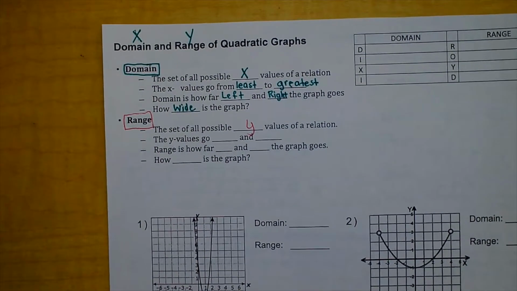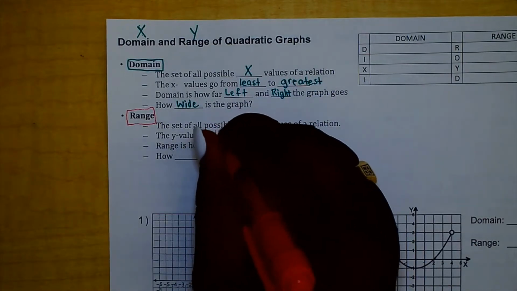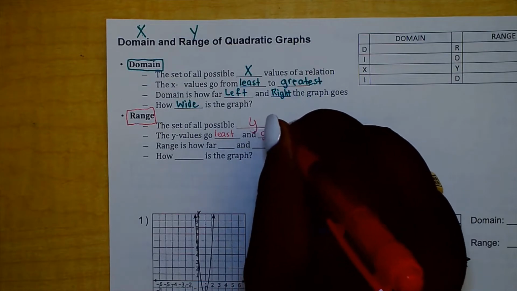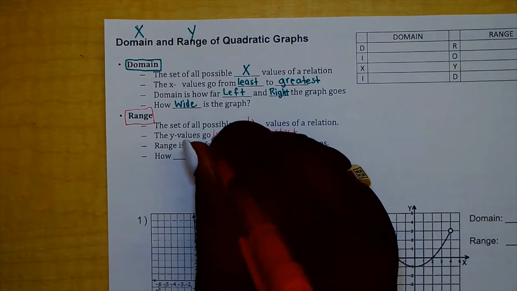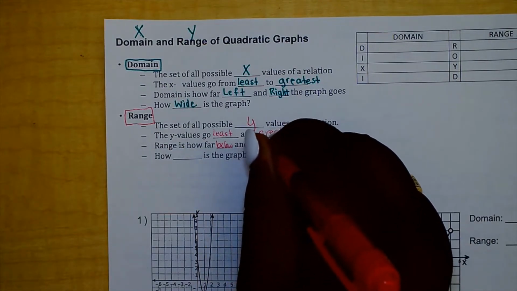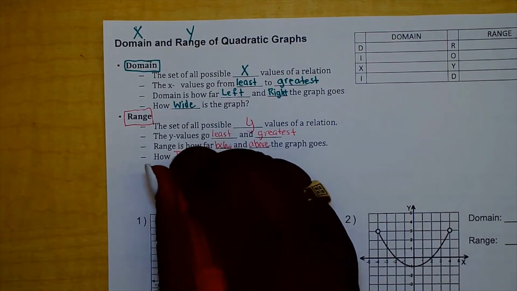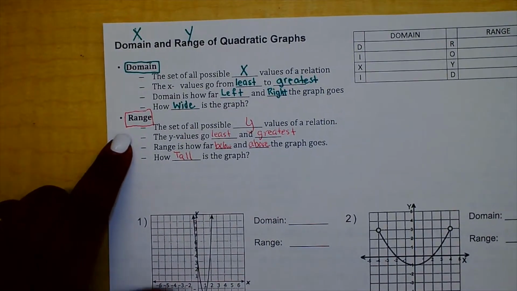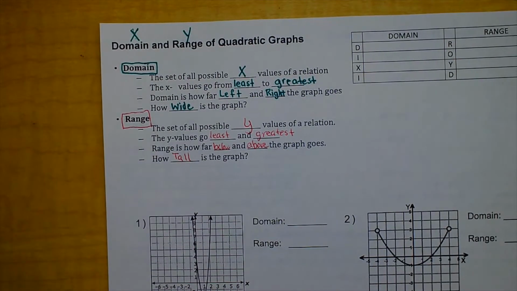of a relation. The Y values go from least to greatest, and the range is how far below and above the graph goes. It's how tall is the graph. So we're looking at range, we're looking at how tall the graph is. We're looking at domain, we're looking at how wide the graph is.